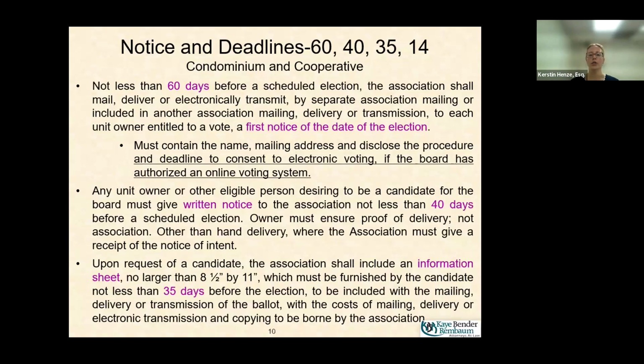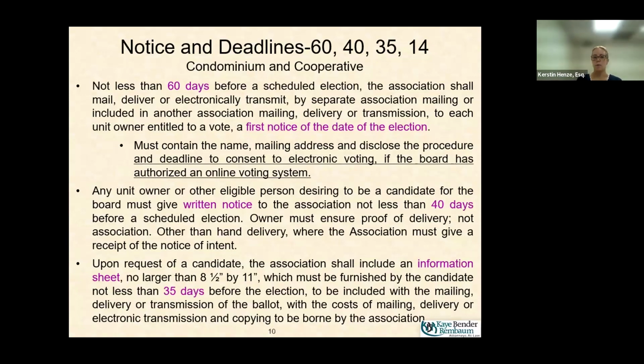Okay, once you've mailed out the first notice of the annual meeting, then anyone that is eligible and wishes to run for the board has to submit a notice of intent to run at least 40 days before the scheduled election. The owner is the one that has to ensure proof of delivery. There is no specific form that the individual has to submit to express their intent to run. I mean, it could be on a Post-it or it could be on a piece of napkin, but the owner has to show proof of delivery.